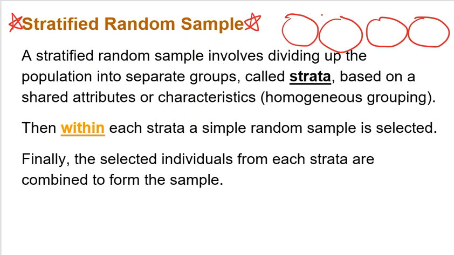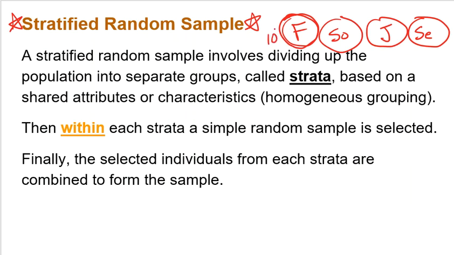So if I'm talking about students, maybe I do freshmen, sophomores, juniors, and seniors, something that they have in common, right? Then within each strata, a simple random sample is selected. So from the freshman strata, I randomly take out 10 freshmen.